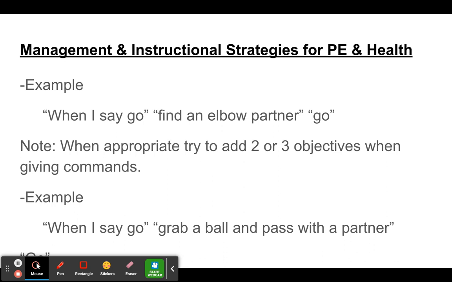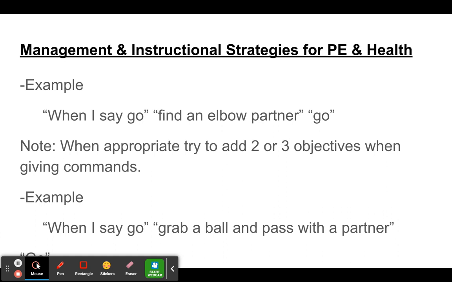The other way of saying that would be to simply say, find an elbow partner. A lot of times when we just say things without a specific command to execute, kids decide when they want to execute that command. And so we're basically putting a specific time on when we want that specific objective to be done.